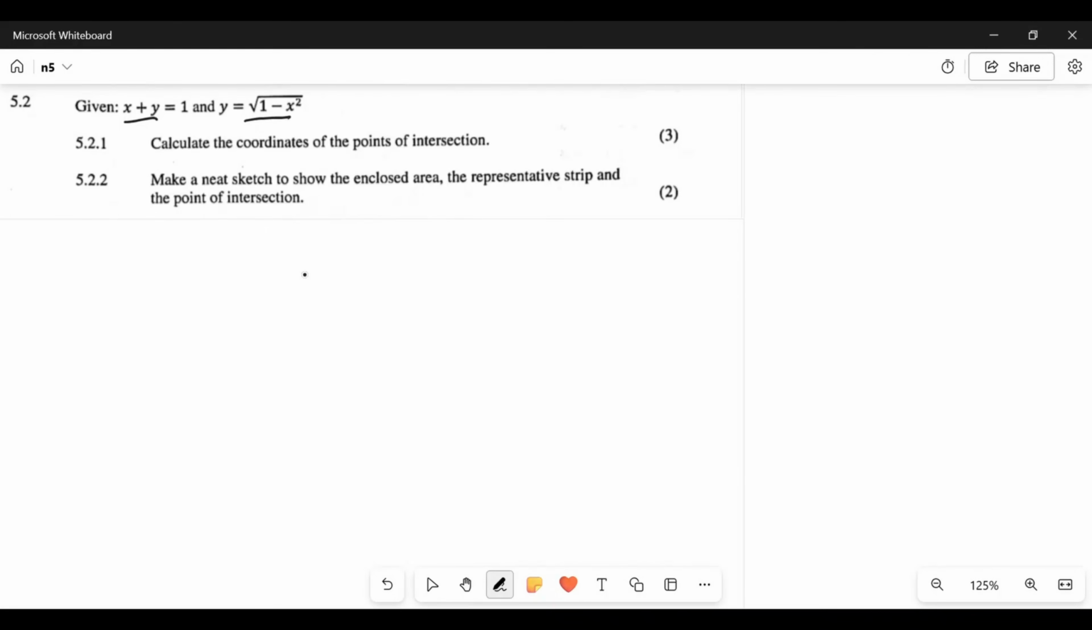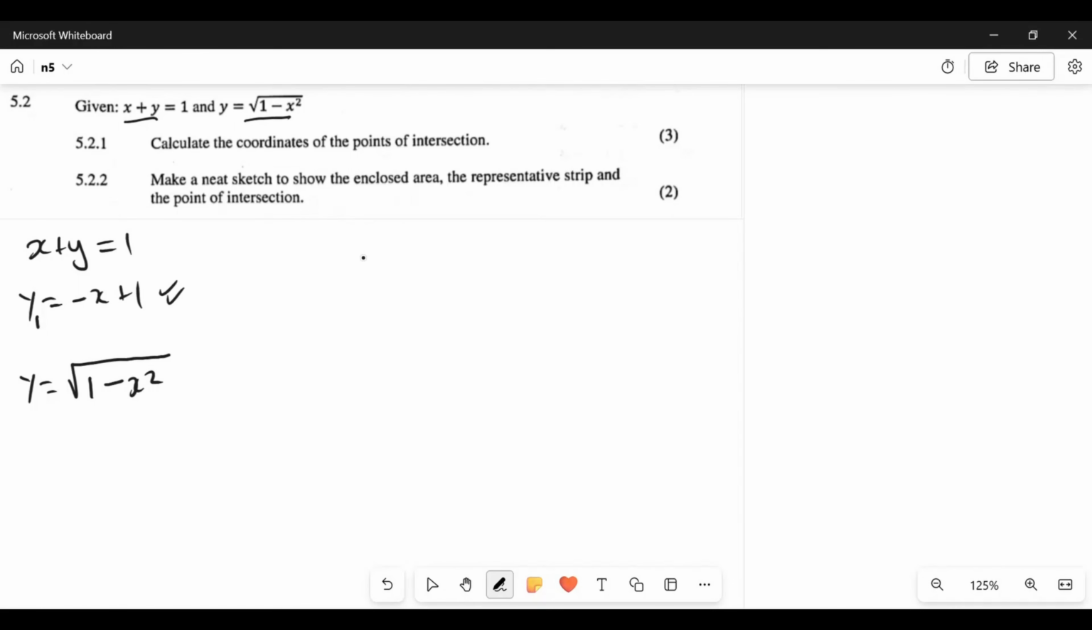Now you need to be able to identify what functions those are. When I look at the first one, we have x plus y is equal to 1. If you make y the subject of the formula, this becomes y is equal to negative x plus 1. Now this here, guys, is a straight line graph. So let's call this one y1. And then the other one is y is equal to the root of 1 minus x squared. This one is a graph of a semicircle, and it is the upper semicircle, right? So let's first find the coordinates of this graph.